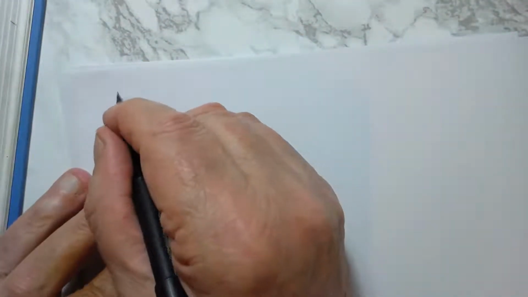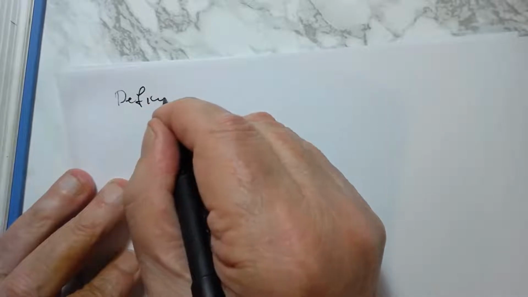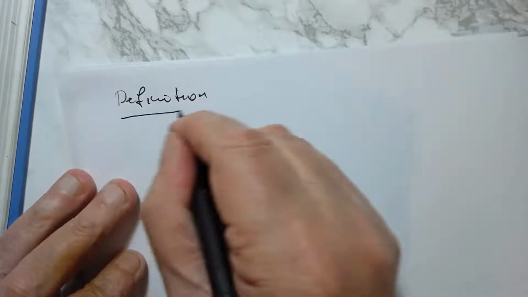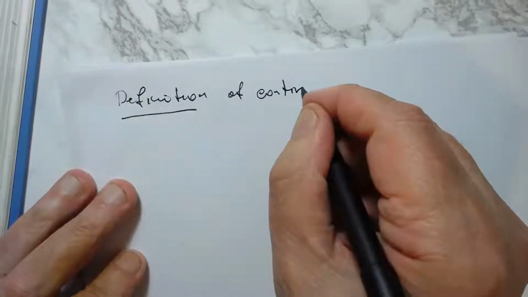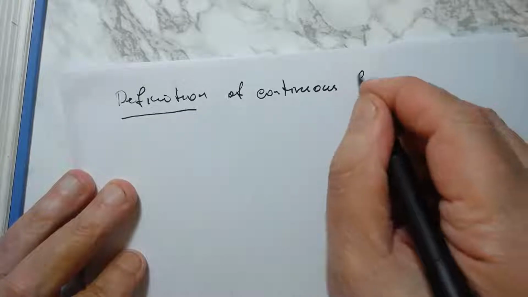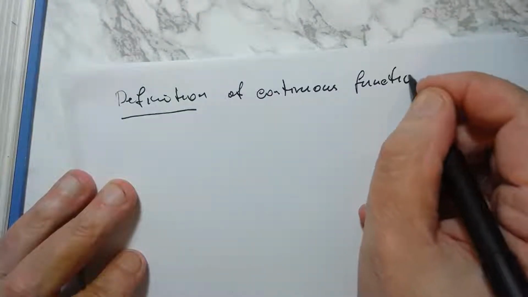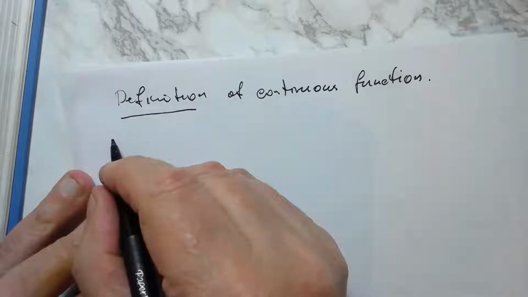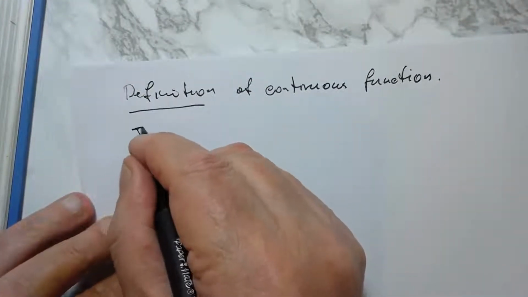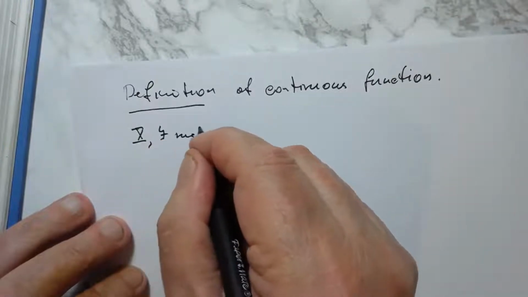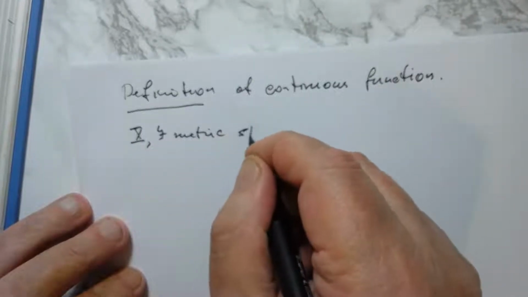Okay, guys, so the second part of this lecture has to do with definitions of continuous functions. And the situation that I will be dealing with is the following: X and Y are metric spaces. E is a subset of a metric space X.